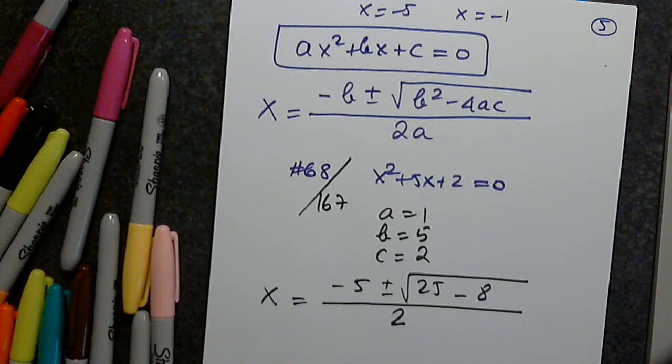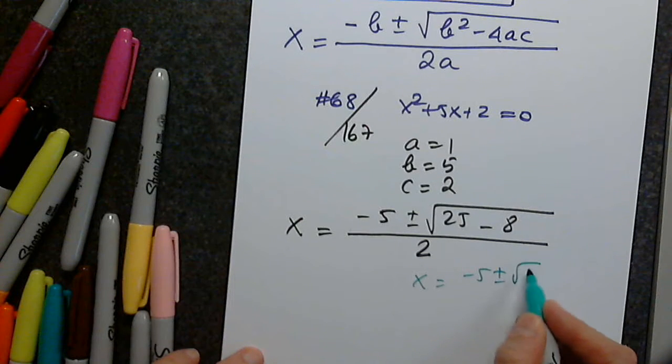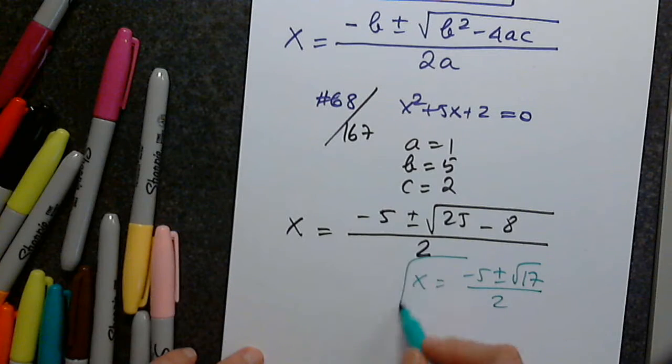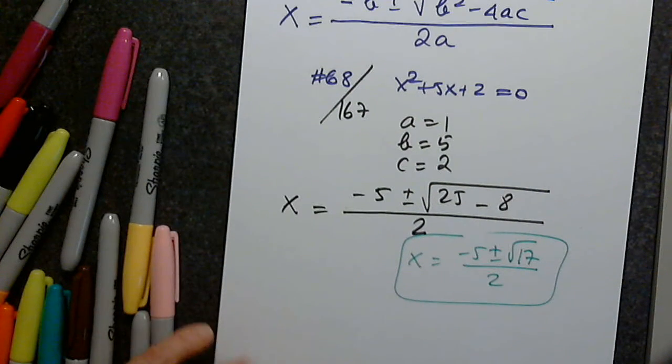I'm sure you remember this. 25 minus 8. Very good. So then x equals -5 plus or minus the square root of 17 divided by 2. And there is nothing we can do. This is the final answer, and this is it. That's how we apply the quadratic formula. Any questions?